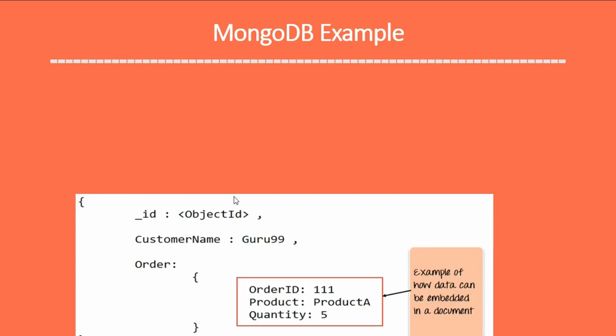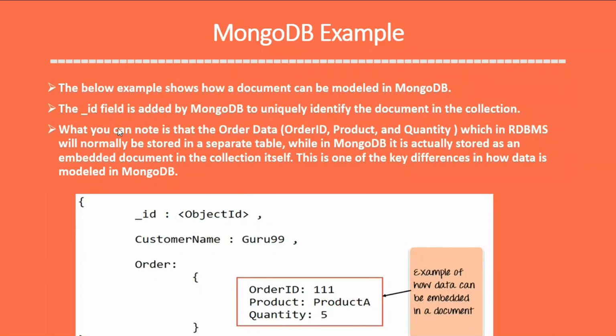So let us see a simple example of MongoDB. Look at here, this is a simple example of how a document can be modeled in MongoDB. Alright, so look at the underscore ID field. This field is basically added by MongoDB to uniquely identify the document in the collection. Say, for example, if there are multiple documents in a collection, then we need to uniquely identify a document, right? So for that, MongoDB will add this _id field to uniquely identify a document. So this is typically a primary key for the document.